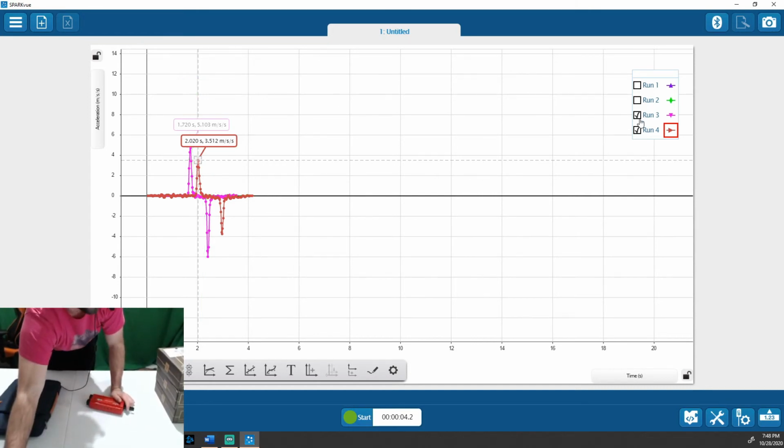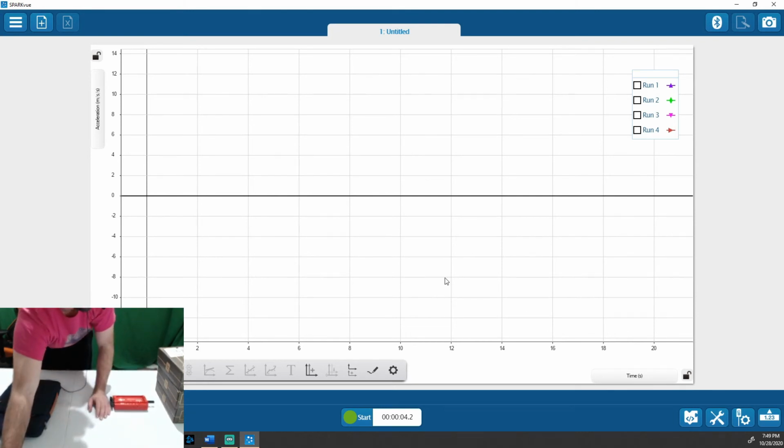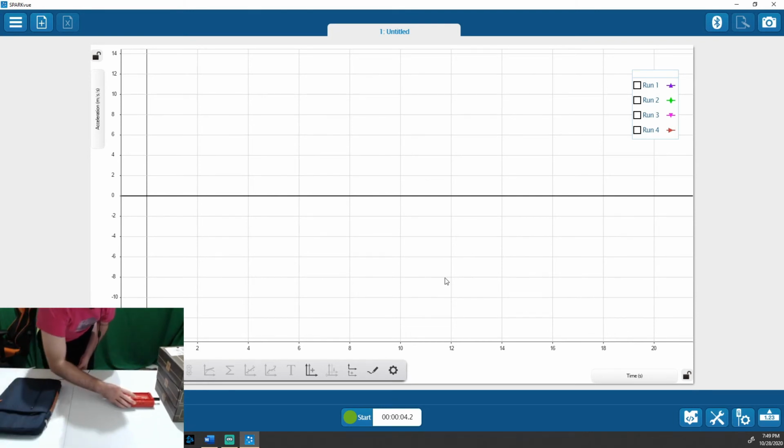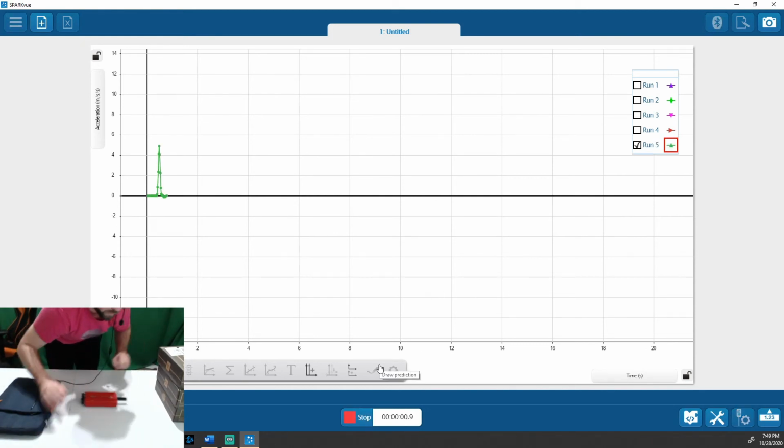So we're going to go ahead and clear that. So this time, I'm not going to change the weight in the cart. I'm only going to change the amount of force. So we're going to go 1 plunger, 2 plungers, 3 plungers. So first, 1 plunger. Start, and boom.